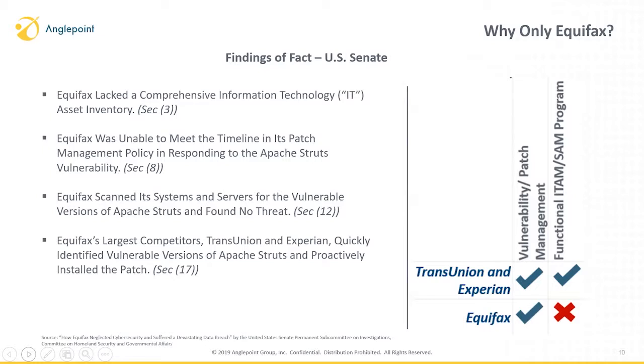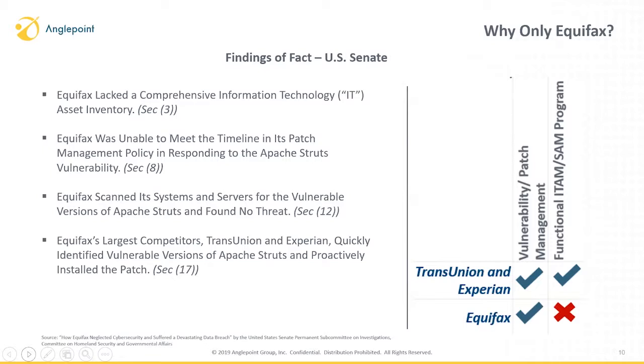Equifax did, in fact, scan for the vulnerability, the specific Apache Struts vulnerability, but since they didn't understand their IT environment well, they were unable to scan the network appropriately, and the vulnerability went undiscovered. I think this is a particularly interesting finding, as it is one thing to know if you are vulnerable, but it is another to conduct the appropriate actions and assure yourself incorrectly that you are safe.